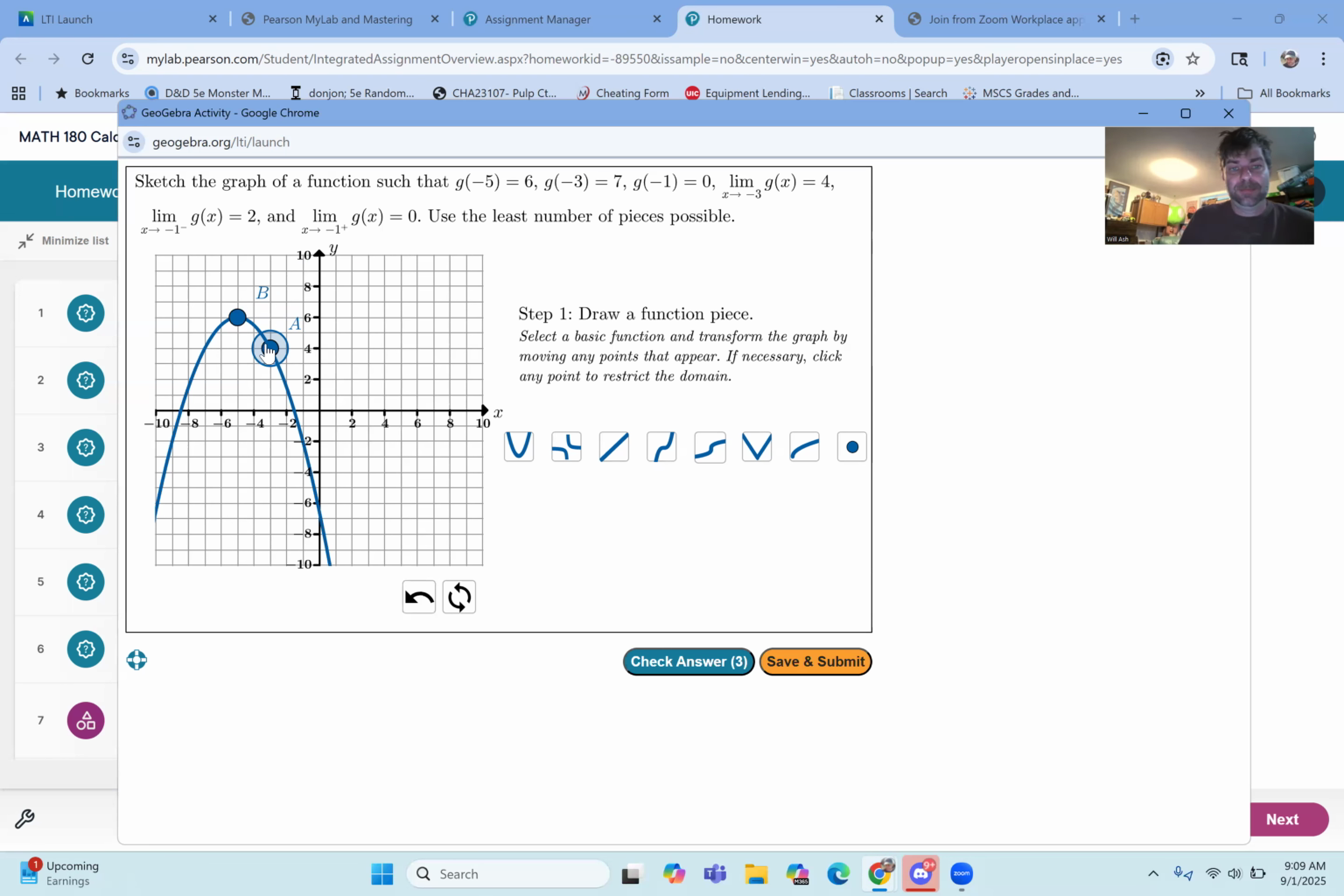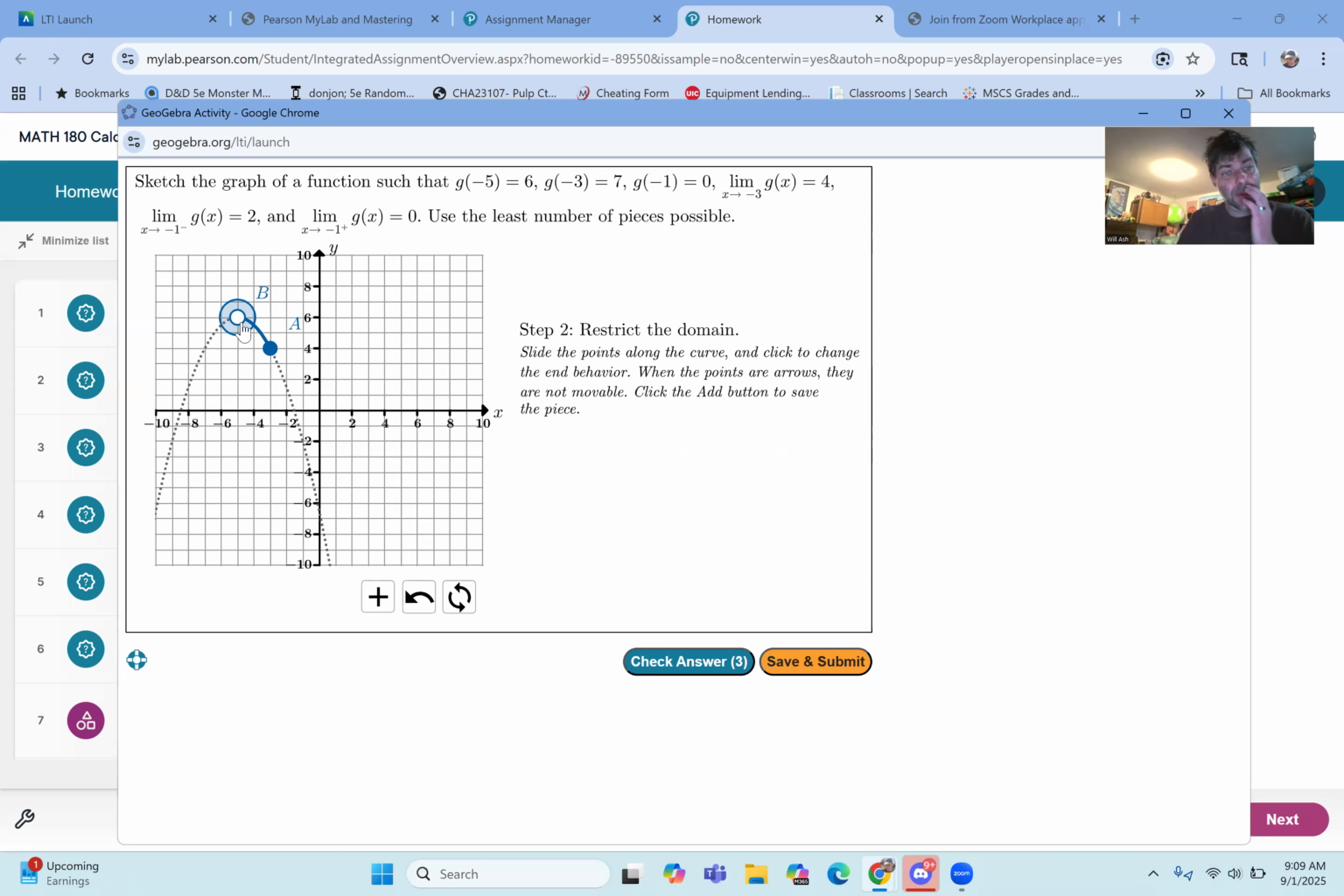This is only going to talk about the left-hand side, so I'm going to restrict it over here. I want to continue on that side. And on this left-hand side, I want it to be open, because at -3, the value is actually 7. So I'm going to click through this until it's an open hole. All right, now I've got another piece.